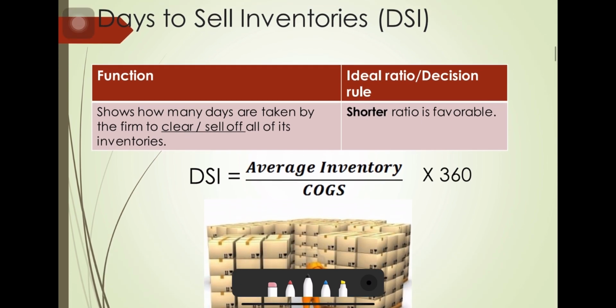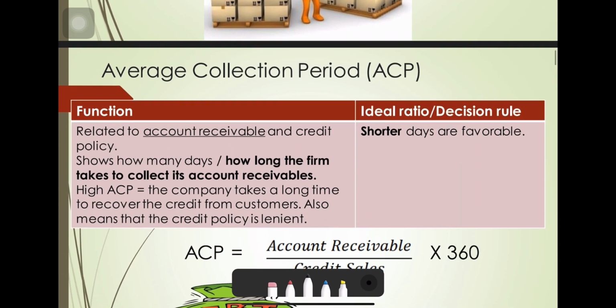Okay, and then days to sell inventories. So, this one is to show how many days are taken by the firm to clear or to sell off all of its inventories. We want to see how many days the company takes to sell their inventories. So, for the ideal ratio or decision, the shorter ratio is favorable. It means the faster they can sell their inventories. So, to calculate the days to sell inventories, average inventory divided by the COGS times 360. Okay, 360 days.